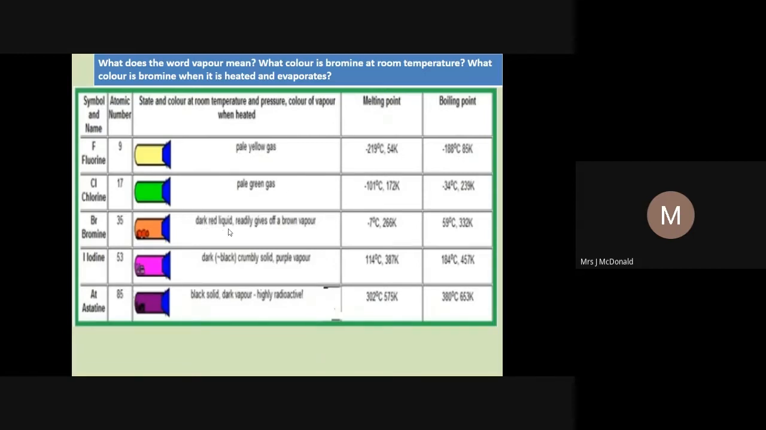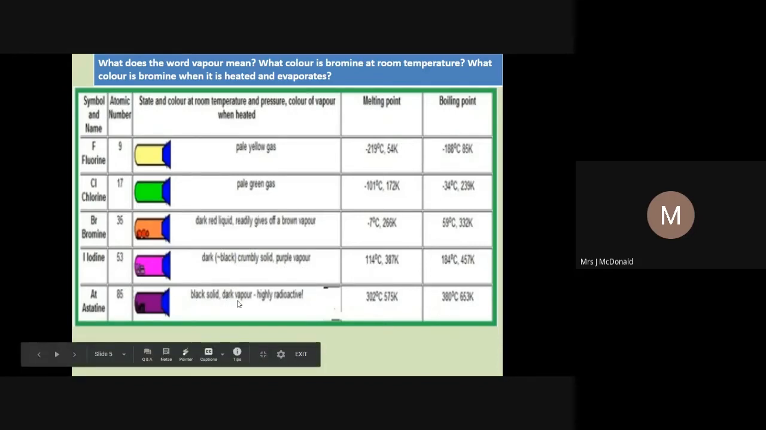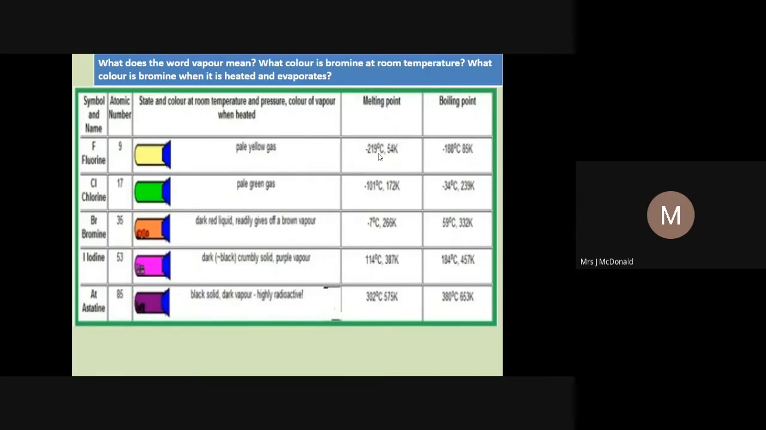Bromine is a very dark reddish brown liquid, and it gives off a vapor, a gas at room temperature. Iodine is a dark crumbly solid that gives off a purple gas, a purple vapor, and astatine is a very black solid that's really radioactive. But look at the melting points here. We've got from -219 all the way up to 302.